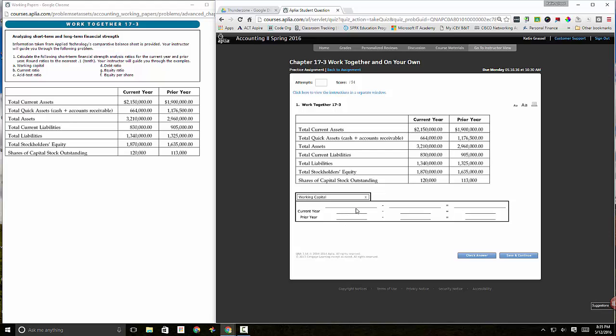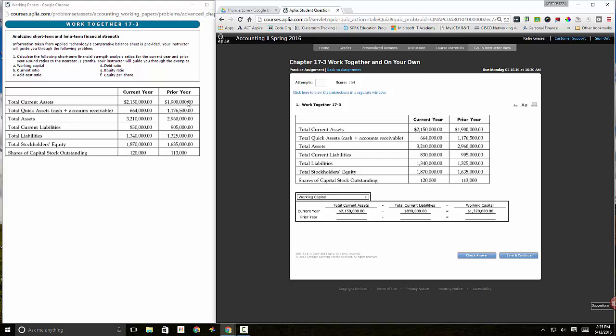So when we take a look here, we have to go through and plug in our information. This is going to be our total current assets, subtract our total current liabilities, and that's going to give us our working capital. So for the current year, we have $2,150,000, and our liabilities, $830,000. Okay, so where did we get that number? Here we go, and here we go. So if we subtract using your calculator, we get the difference, $1,320,000.